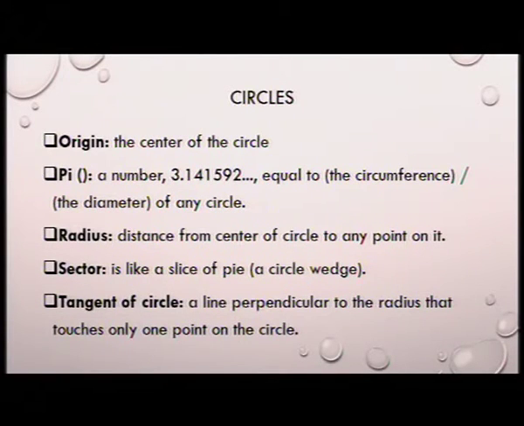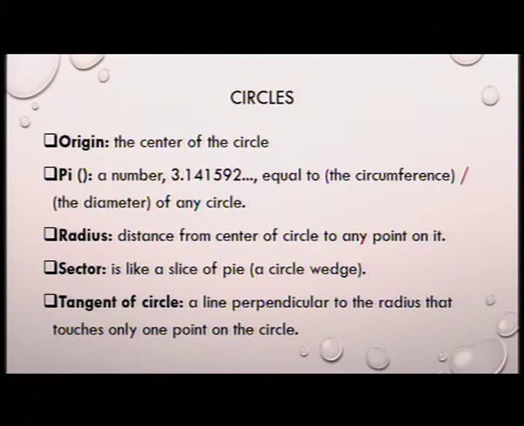And the pi is usually 3.141592 on your calculator. Now most calculators have the pi. On your calculator, you will see it, it is there, and you can use it to calculate anything on a circle. And then we have the radius.